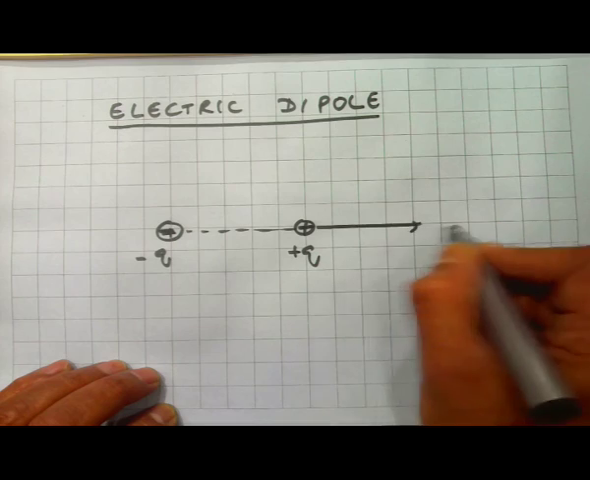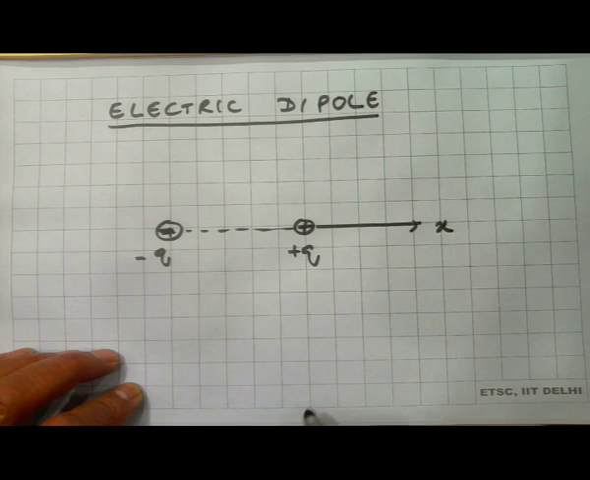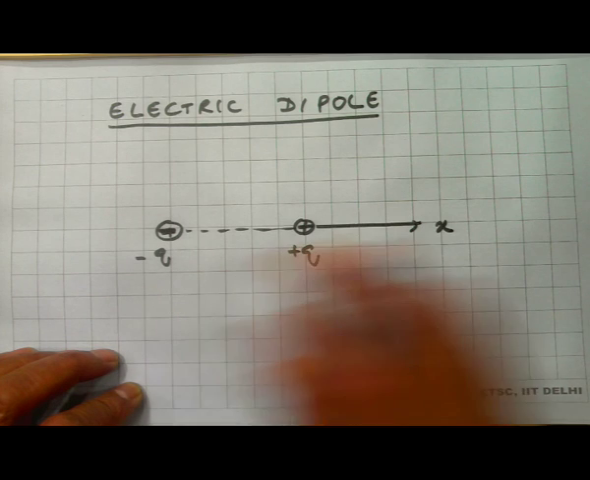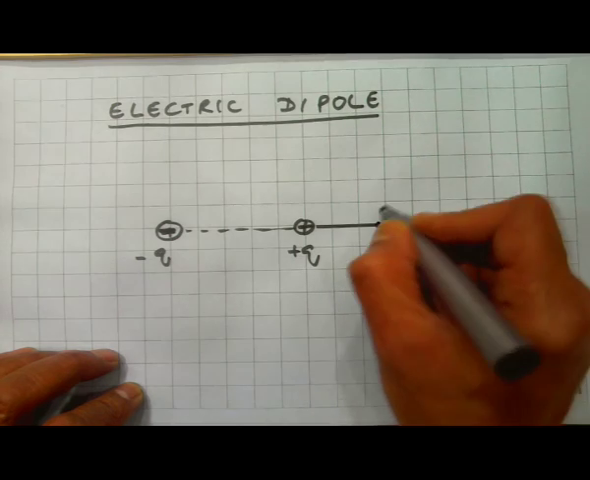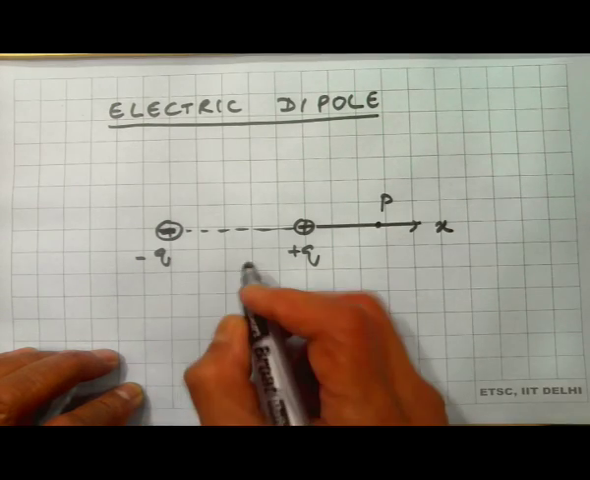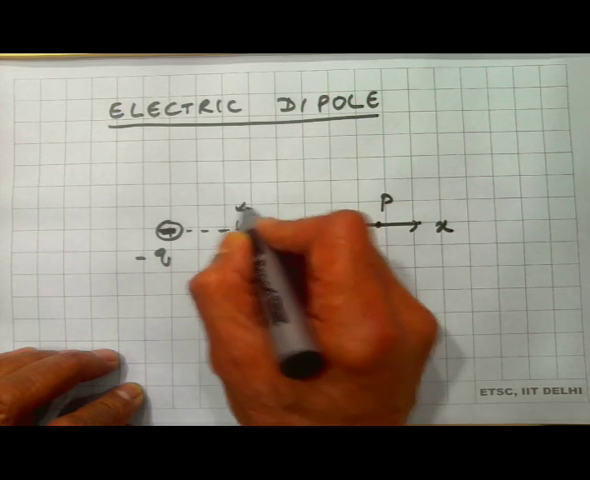So, let me draw the x axis here, and let me try to calculate what is the electric field because of this pair of charges. I can actually calculate the electric field at any point, but for simplicity let me start with calculating the electric field at some point P here, and let me assume the distance of this point. So, this is the origin, let me assume this distance is x.